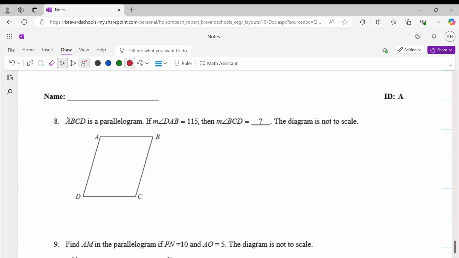In problem number 8, ABCD is a parallelogram. If the measure of angle DAB is 115, so DAB is 115, then the measure of angle BCD, starting at B, go down to C, and over to D, this angle right here is equal to, they're opposite angles, right? Opposite angles in a parallelogram are congruent, so the measure of BCD is equal to 115.